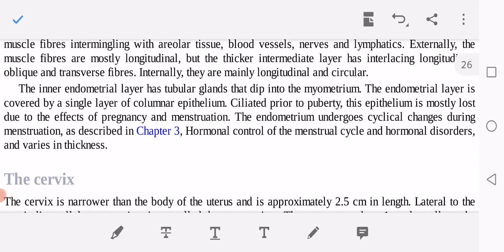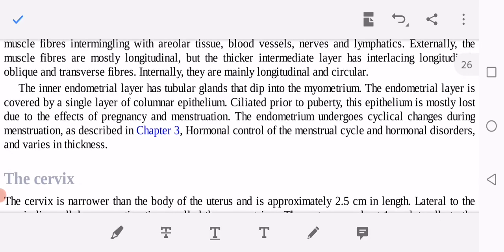and the most inner layer has 2 types of fibers. The inner endometrial layer has tubular glands that dip into the myometrium, and the endometrial layer is covered by a single layer of columnar epithelium. So here the epithelium is columnar.